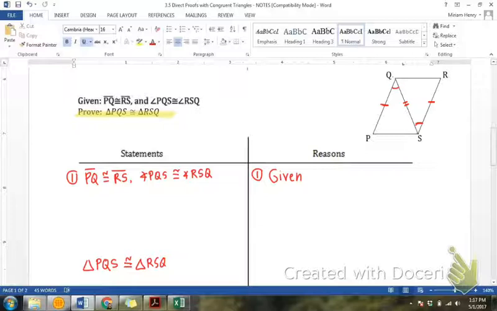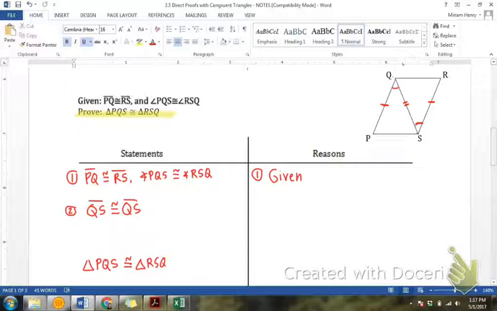But if we mark it congruent, what do we have to do, Donald? If we mark it in a diagram, what do we have to do? Put it in our statements. That's exactly right. Put it in our statements. So we've already marked that QS is congruent to each other. So statement number 2 is going to say QS is congruent to QS.